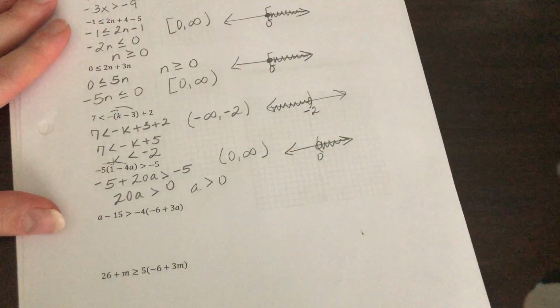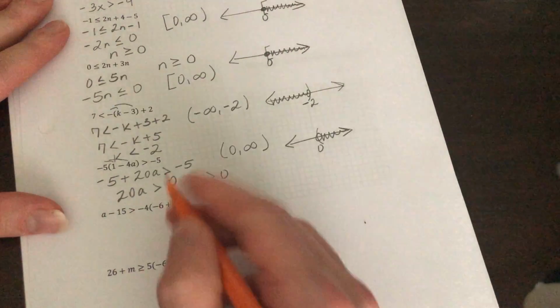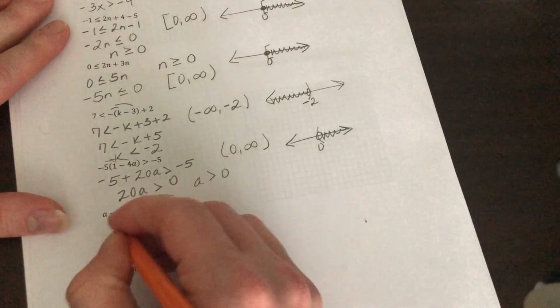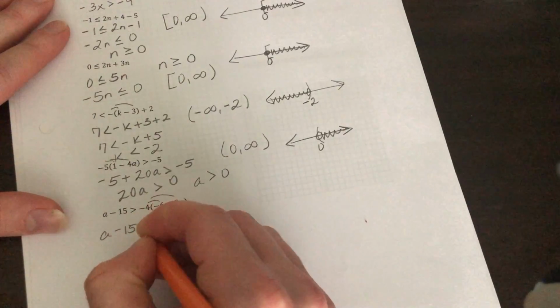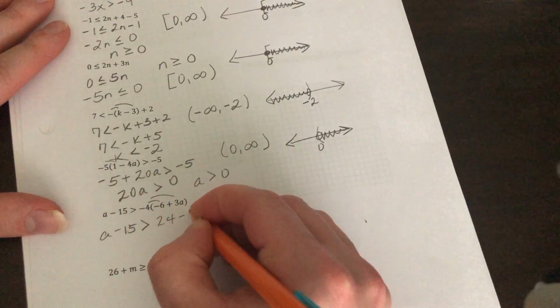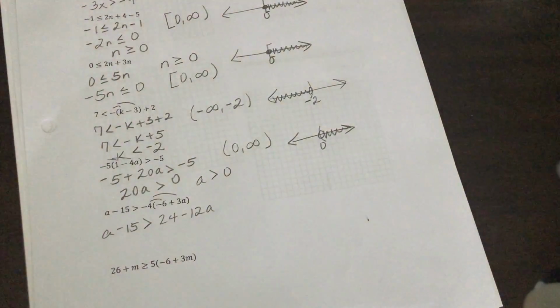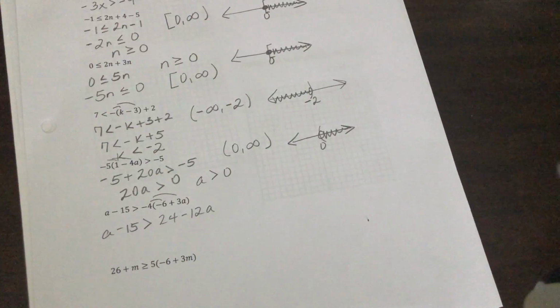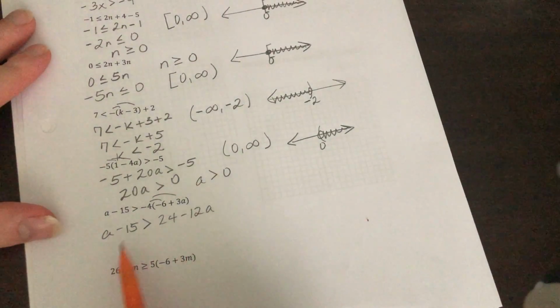Okay, this one, let's go ahead and distribute this negative 4 out. So a minus 15 is greater than 24 minus 12a. We're going to move all our variables to the left side. So we'll move the 12a to this side.